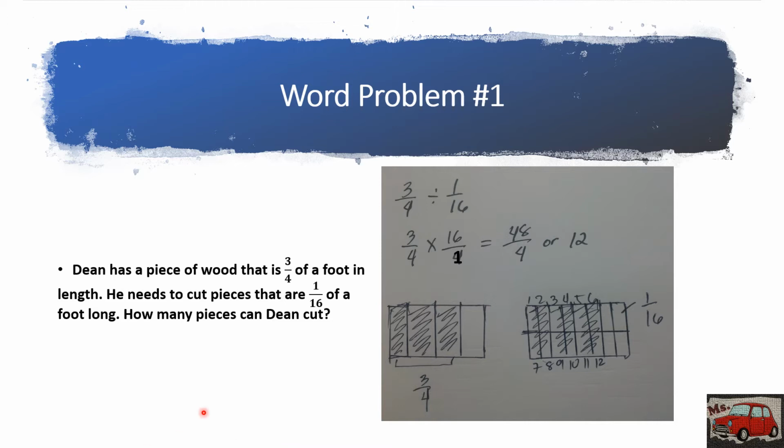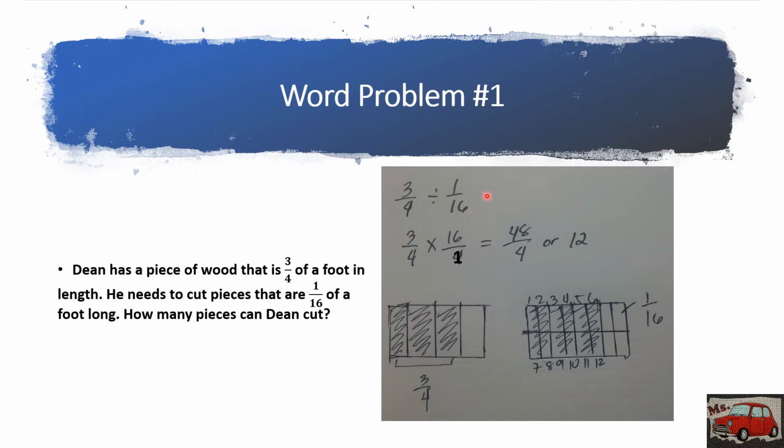Alright, so ang hahanapin natin is kung ilan yung bilang na makakat ni Dean mula dun sa 3/4 na piece of wood kung ang gagawin niyang hati is tig 1/16 of a foot long. Okay? So, ang gagamitin natin is division. So, to divide, we have 3/4 divided by 1/16.